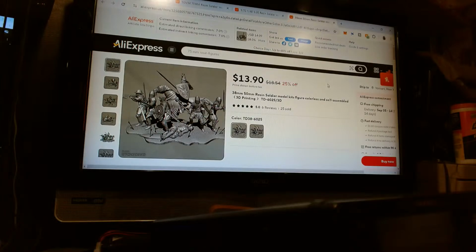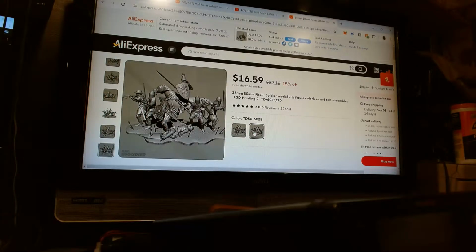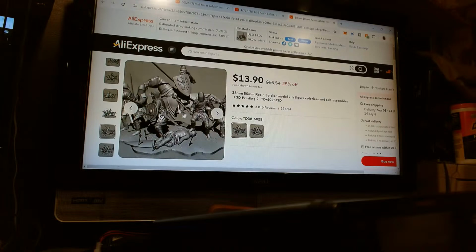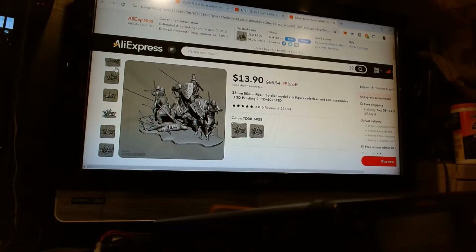Of course, this is again a 38 millimeter one. This is the 50 millimeter one. As you can see, the 50 millimeter one is $16.59. The 38 millimeter one is slightly smaller. So this is the whole battle scene here.